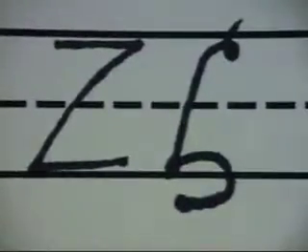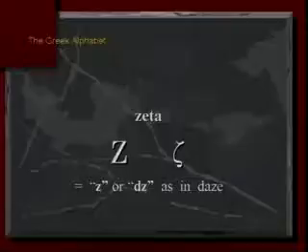Your lowercase zeta corresponds in English to the Z or the DZ sound, as in the English word days. All right? It has a longer time of pronunciation. That's why the DZ really works well for this pronunciation.